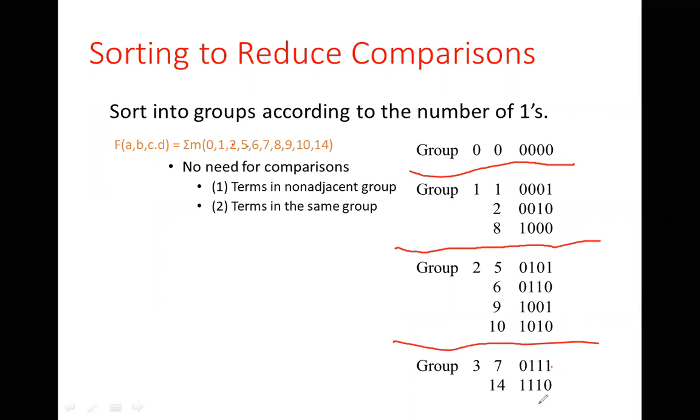So we are going to group it like this. From the truth table, I've grouped it like this. Now I've got this group. So next, what we have to do after grouping, we have to compare adjacent groups.